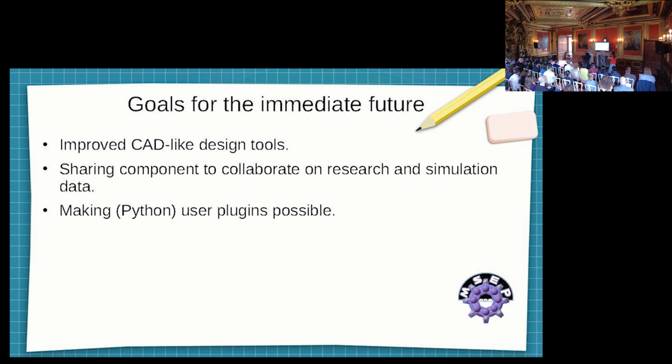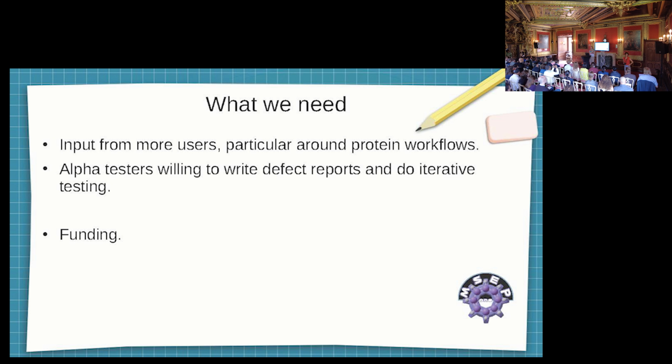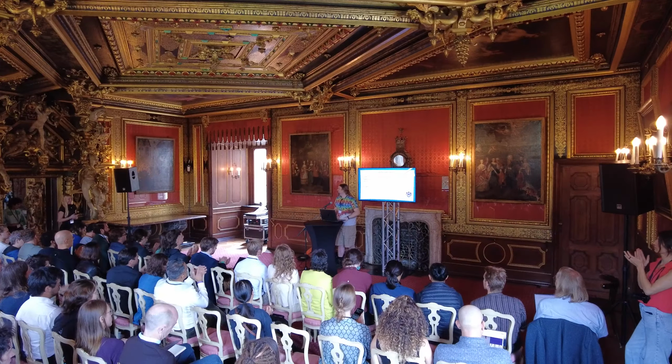So what we do want to do immediately is improve the catalog design tools, add support for sharing research and designs within the tool, and make it easy for third parties to create Python plugins. We need input from users, particularly around our protein workflow, because we haven't really nailed that down. We need alpha users willing to give us bug reports and do iterative testing. That is, take some time out of your day so that after you've put in a bug report, we fix something, you actually validate it, and we fix it. And as Eric pointed out, funding would be very important, obviously. That's the end. How did I do time-wise?